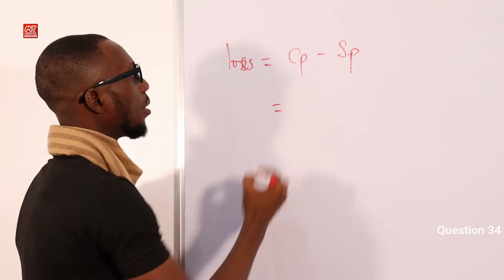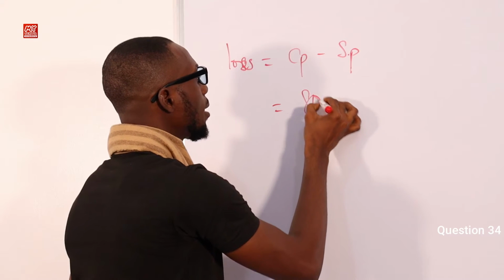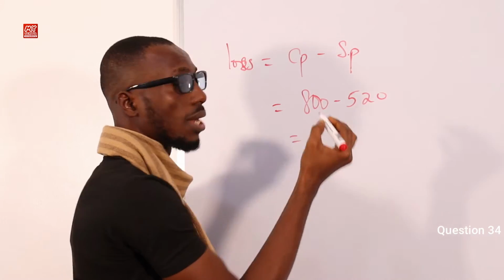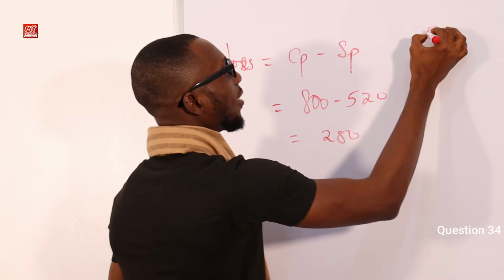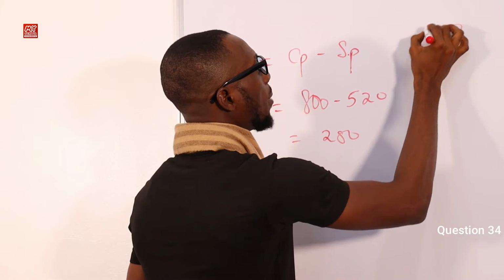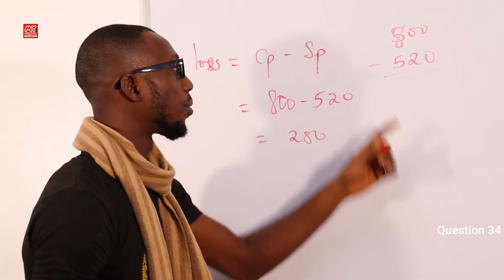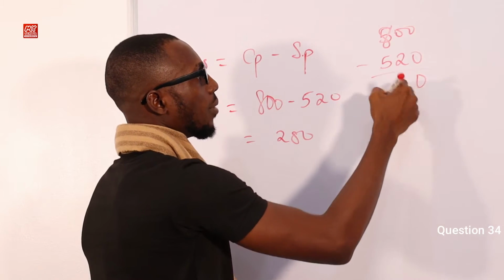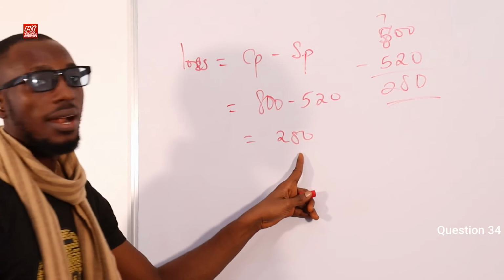So the cost price of the car was 800 and he sold for 520. So when we deduct this, what we should have is 280. I believe this makes 800 minus 520. 0, this is 8, borrow 1 here, it becomes 8. Then this is 7 minus 5, 2. This is how we arrive at 280.